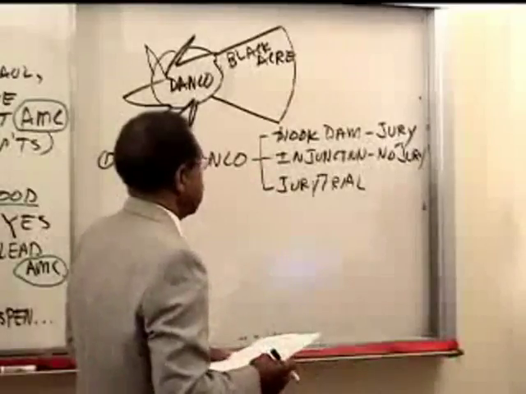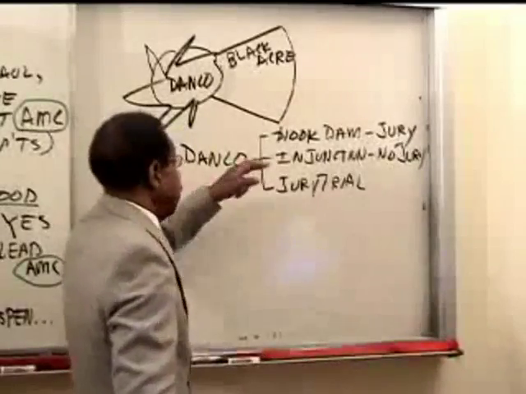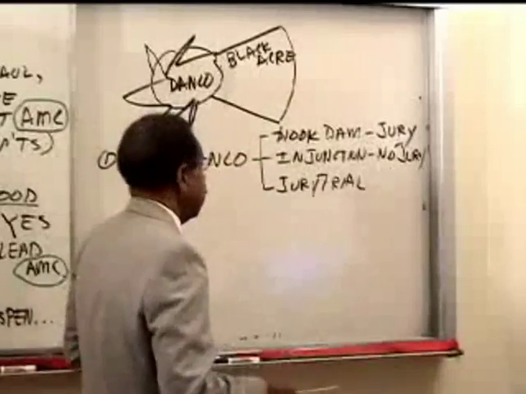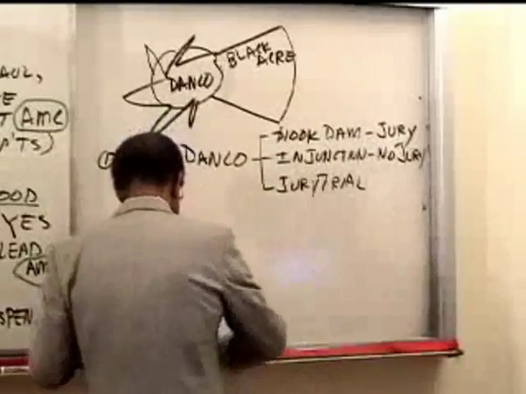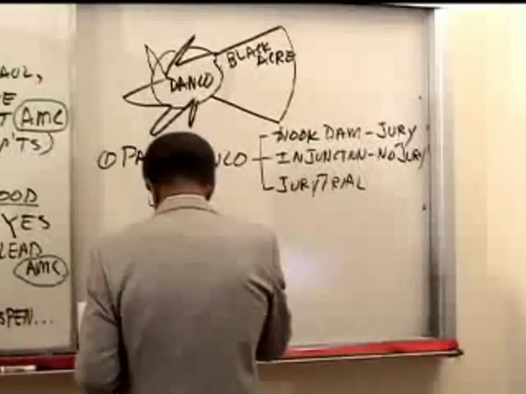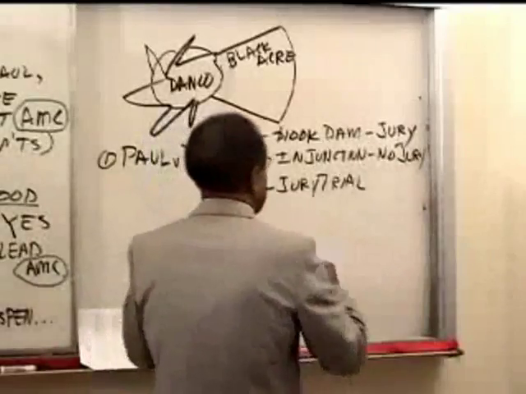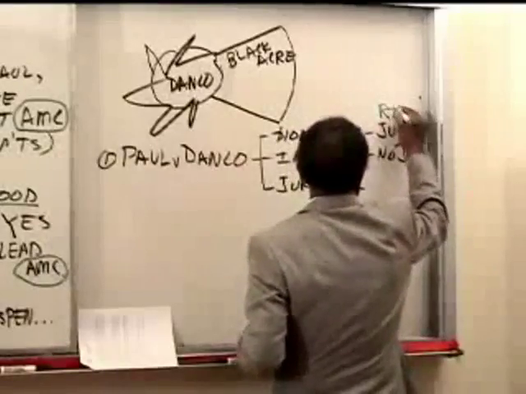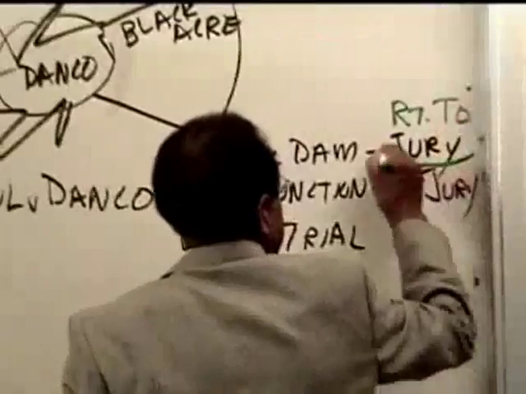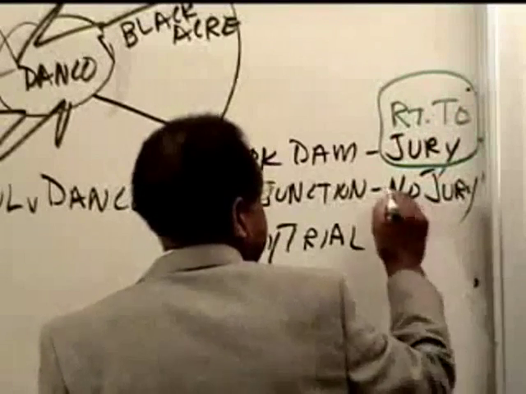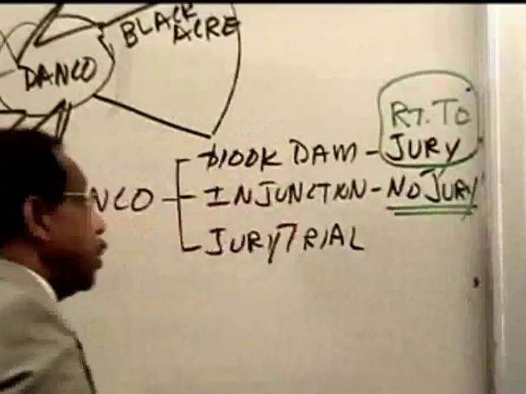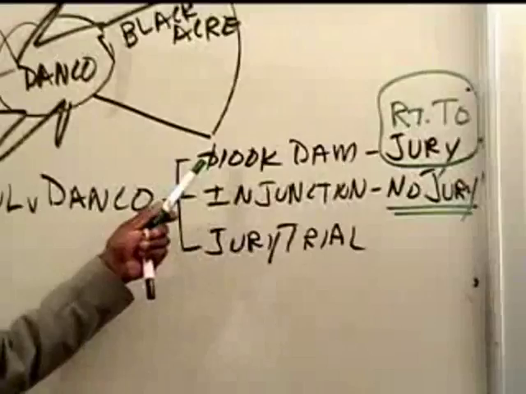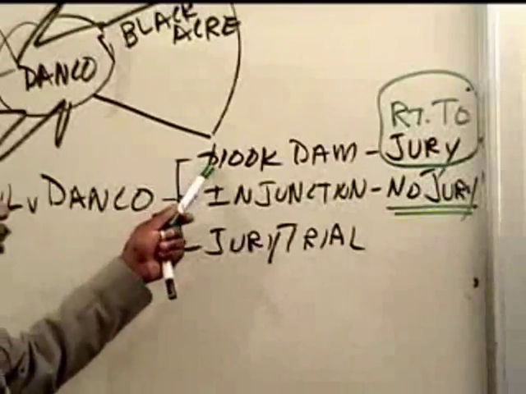We can answer that question right now: the court should have granted a jury trial on the damages and should not have granted a jury trial on the injunction. So here he is entitled to the jury, a right to the jury, and here he has no right to the jury. And so the answer to the first part of the question is that he should not have been denied a jury trial on the issue of damages.